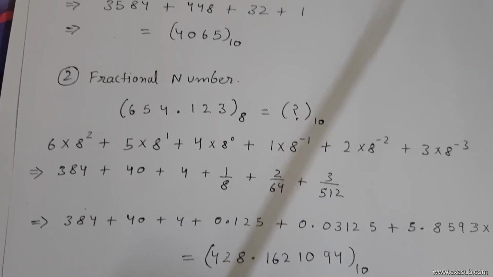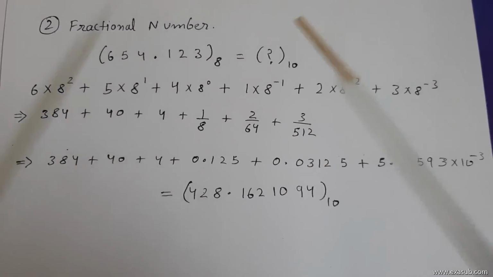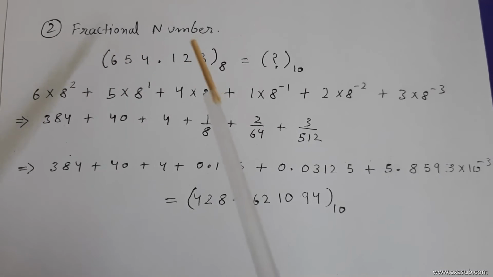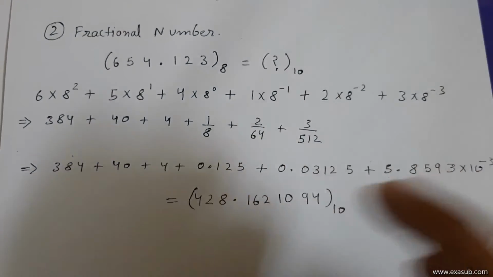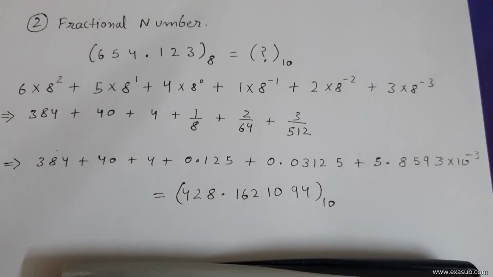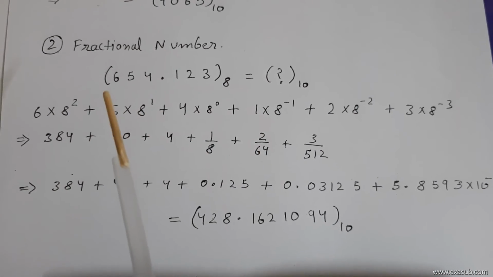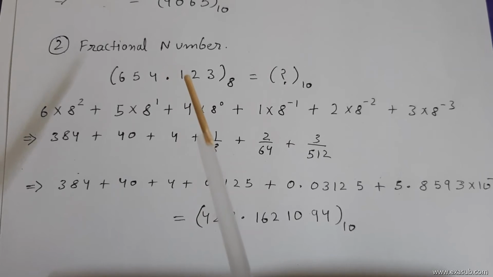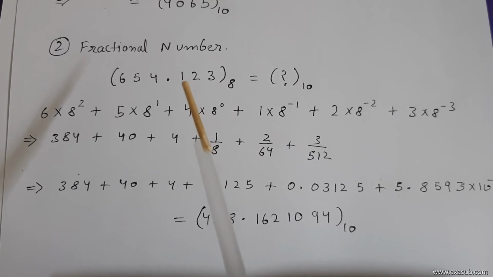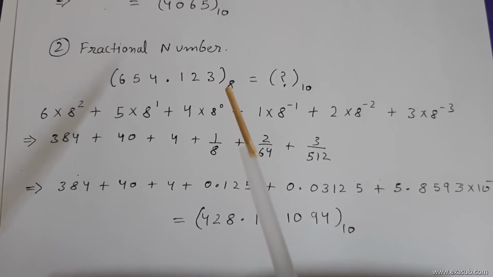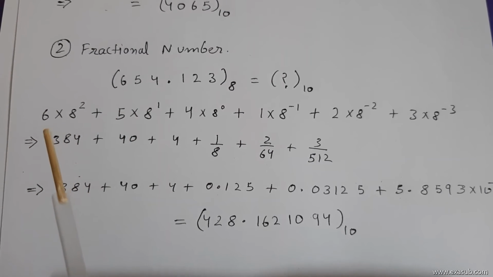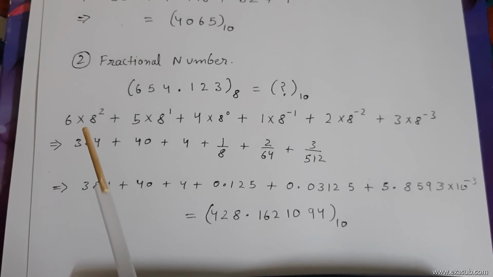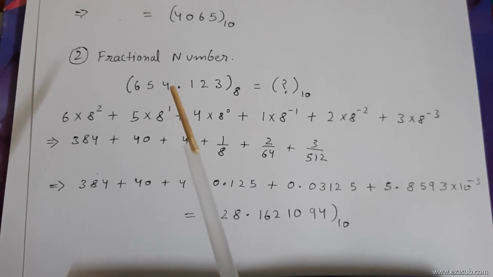Now, just as in the decimal number system, we have fractional numbers in the octal system also. So in the octal number system we have a number 654 point 1 2 3, and its base is octal. Let's see how we will convert this number into a decimal number.